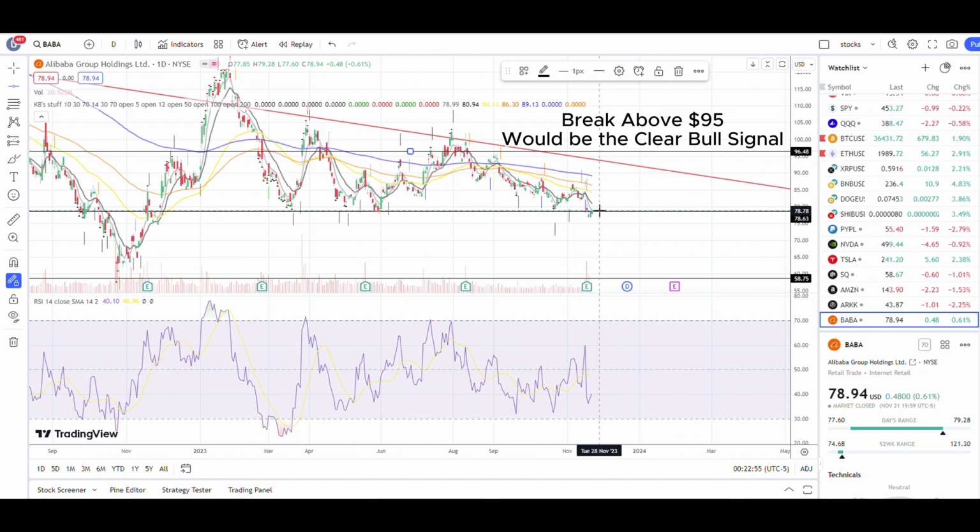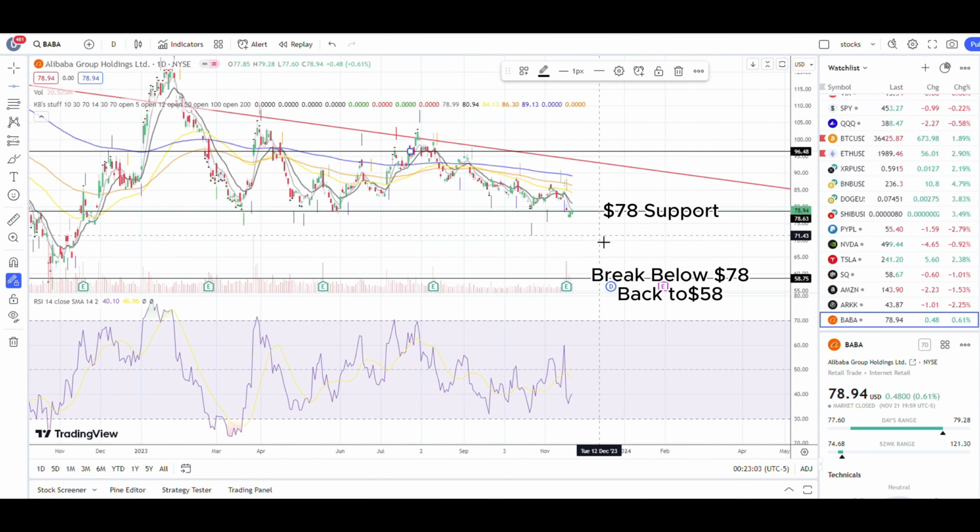But first, we obviously have to regain this support of $78. But if you're not able to support it, then it's going to become a strong resistance again. Then what I'm seeing next is getting back down to $58. But that was just the bearish news, but I want to give you guys some good news as well.